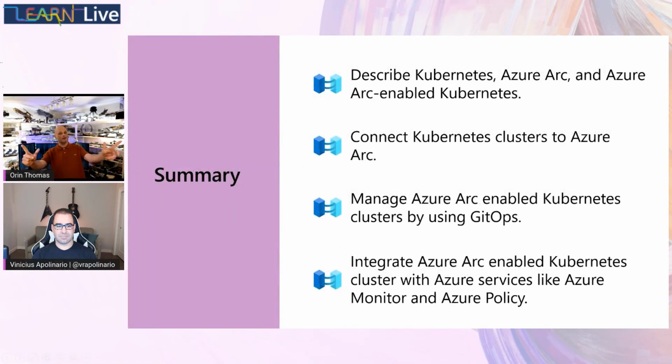Okay, so we've reached the end of the module, and in this module, Vinicius and I covered the following. We described Kubernetes, Azure Arc, and Azure Arc-enabled Kubernetes. Vinicius talked about how to connect your Kubernetes cluster with Azure Arc. We talked about how to manage Azure Arc-enabled Kubernetes clusters using GitOps, and then how to integrate other services like Azure Policy, Azure Monitor, and so on.